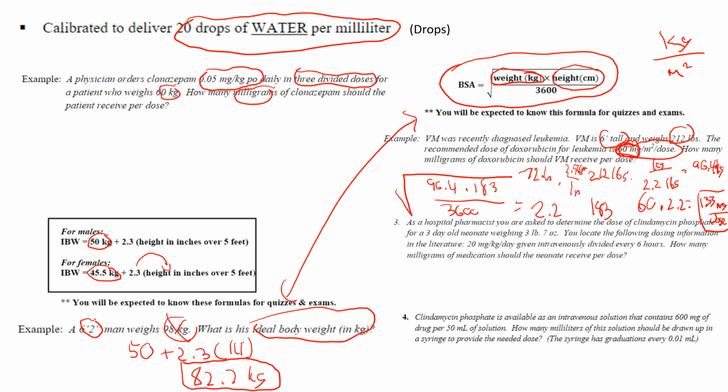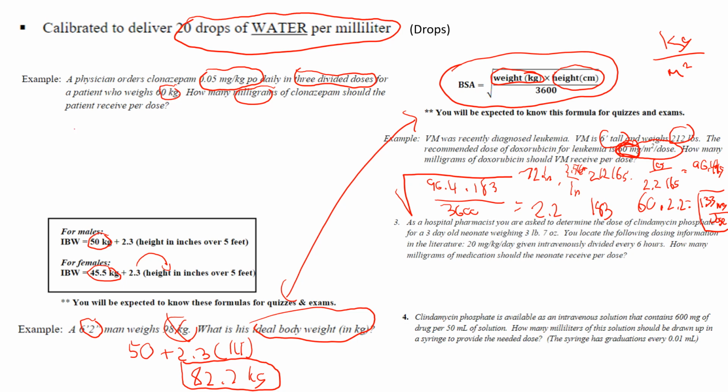Let's go back to this one now that we're doing calculating specific doses. So this physician orders 0.05 milligram per kilogram divided into 3 doses for a patient that weighs 60 kilograms. How many milligrams should the patient receive per dose? Okay, so we know that we want our final answer to be in milligrams per dose. So something we can do, and to set ourselves up really well, is start with either milligrams in the numerator or doses in the denominator. I'll start with milligrams in the numerator.